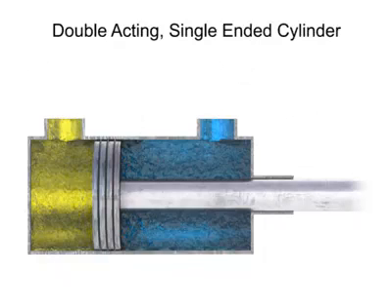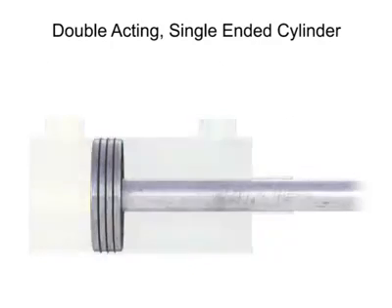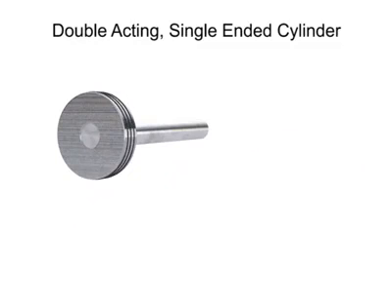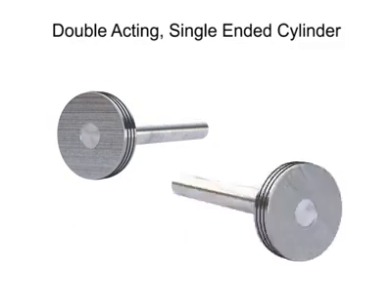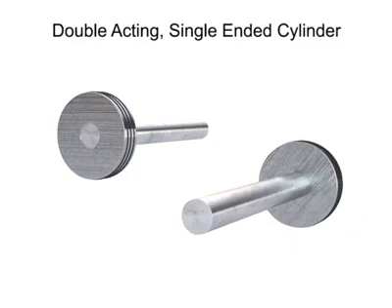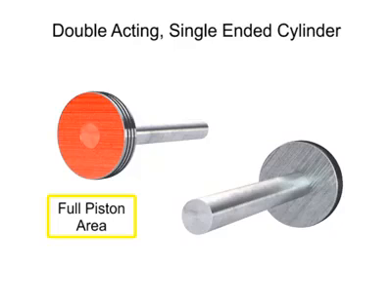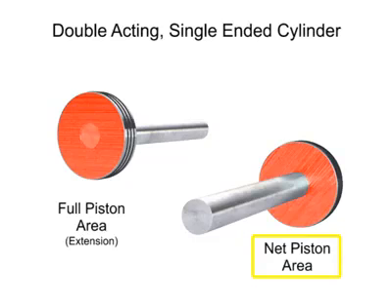To determine the speed of a piston during extension and retraction, we must first determine the significant working areas. The full piston area is the side of the piston without the rod. This is the area that feels pressure as the piston extends. The next significant working area is called the net area. This area is the size of the full piston area minus the area of the rod. The net area feels pressure when the cylinder retracts.